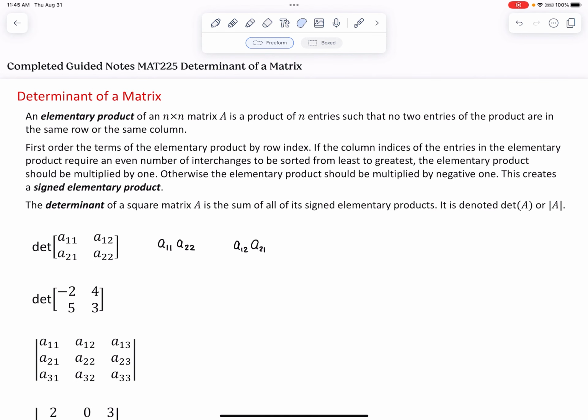If the column indices of the entries of the elementary product require an even number of interchanges to be sorted from least to greatest, the elementary product should be multiplied by 1. Otherwise, the elementary product should be multiplied by -1. This creates a signed elementary product.